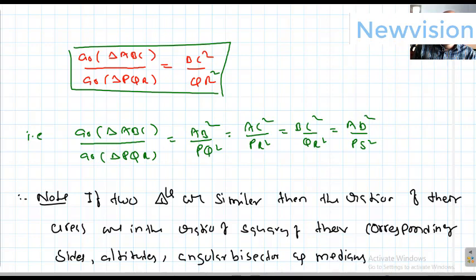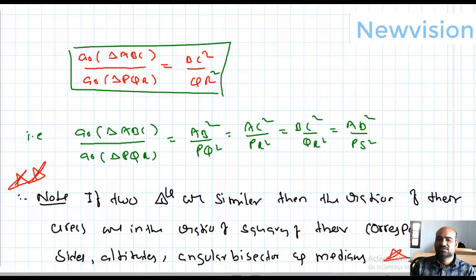Students, this is very important, and this note is very important. Just to prove: if two triangles are similar, the ratio of the areas is in the ratio of squares of corresponding sides. Already, if two triangles are similar, the ratio of corresponding sides is in the ratio of their medians, angular bisectors and altitudes. That's why if two triangles are similar, then the ratio of their areas is in the ratio of squares of their corresponding sides, altitudes, angular bisectors and medians. So this is important. Students, I want to write one example problem.